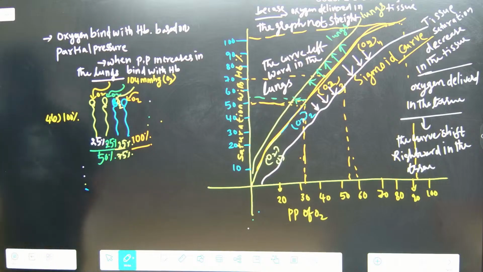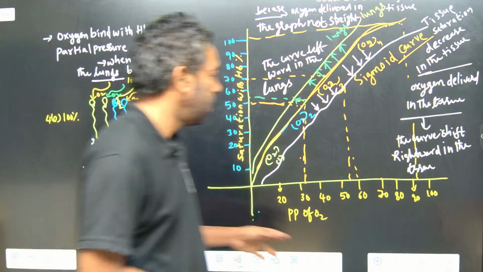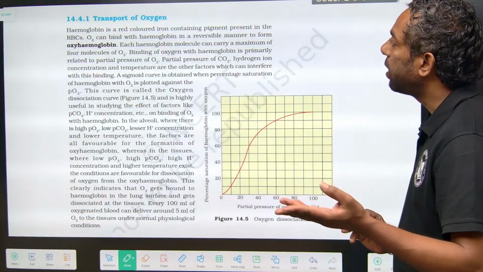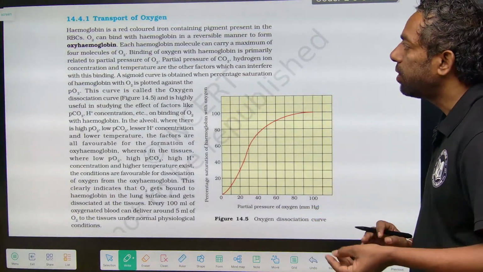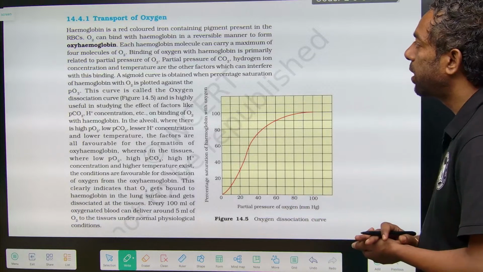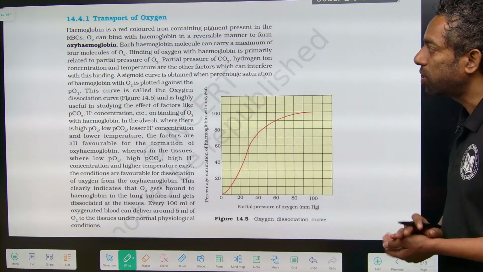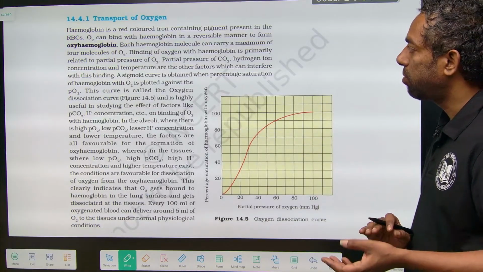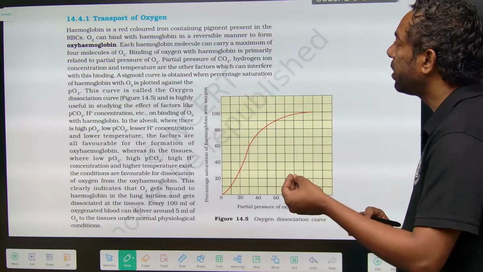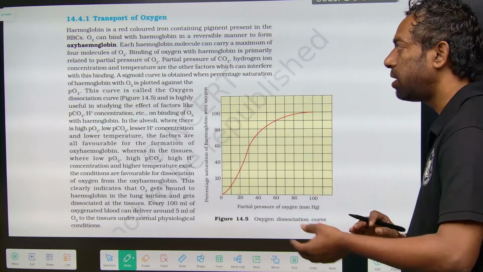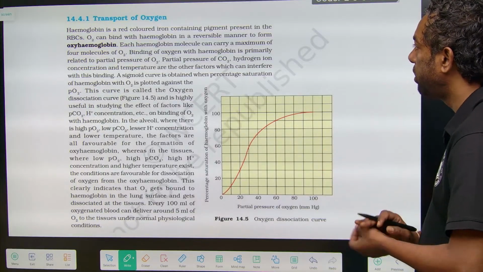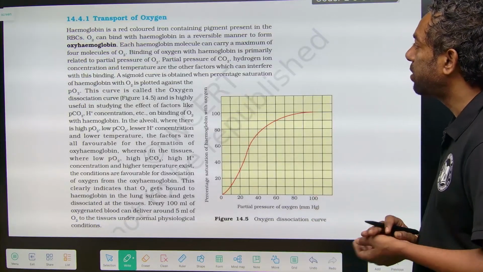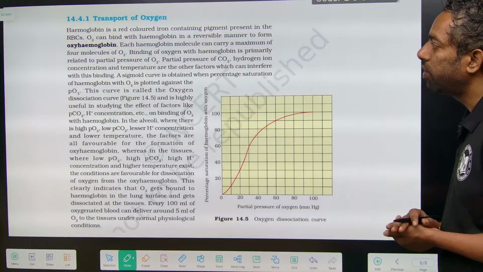Okay, I have to read this. Hemoglobin is a red colored, iron-containing pigment present in the RBCs. O₂ can bind with hemoglobin in a reversible manner to form oxyhemoglobin. Each hemoglobin molecule can carry a maximum of 4 oxygen molecules. Binding of oxygen with hemoglobin is primarily related to partial pressure, partial pressure of CO₂, hydrogen ion concentration, temperature, and other factors which can interfere with the binding.